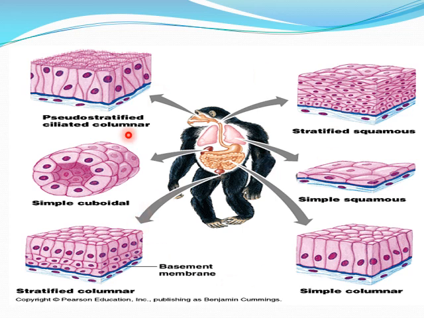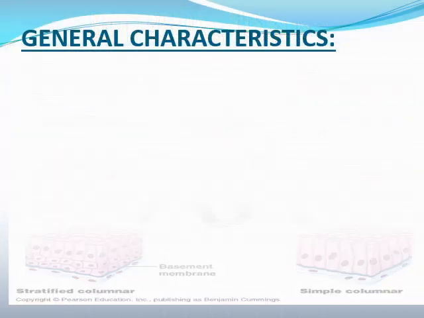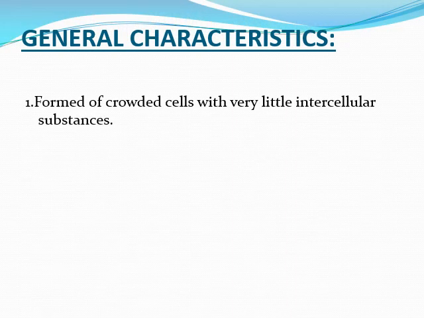This diagram shows you that the epithelial tissue is different in each part of the body as it fulfills a certain function. Some of them are simple, some of them stratified, many layers, some of them flat, cubical, columnar, depending upon the function of the epithelium in that tissue. General characters of the epithelium.